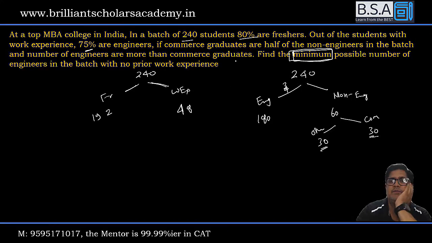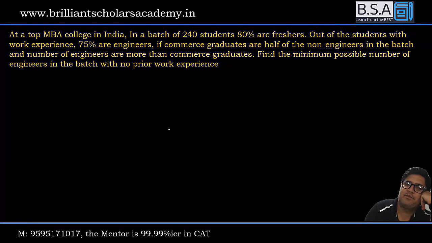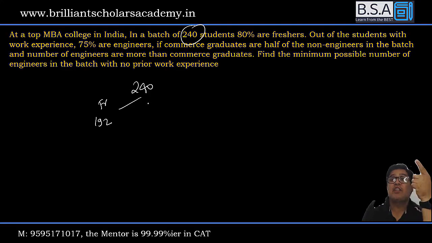ये क्या था? वर्डिंग मिसप्लेस कर दिया मैंने. अरे बाबा. वही ना. 240 people are there. 80% are freshers. 80% would be 192 freshers.